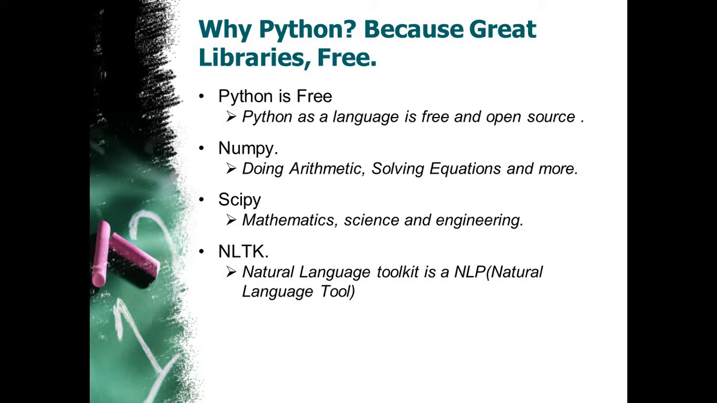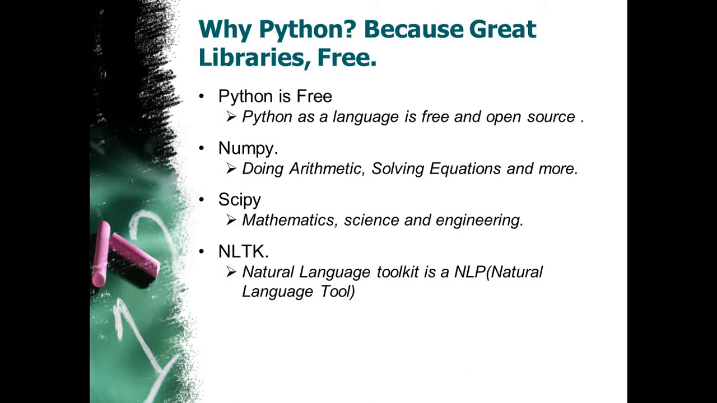Other reasons for using Python: it has great libraries and those libraries are free. Python as a language is free and it's open source. You can see the source code. NumPy, numerical Python, you can use it for doing arithmetic, solving equations, solving matrices, and many more things. SciPy is for mathematics, science, and engineering. It's coupled with NumPy and it's a great tool for mathematics, science, and engineering students.